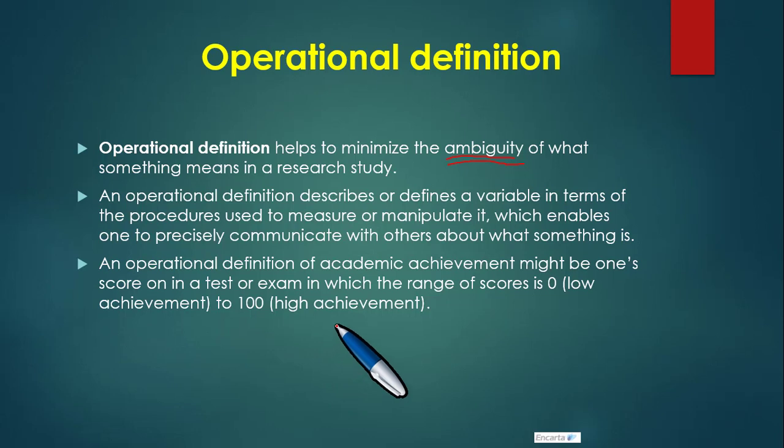Then, an operational definition of academic achievement might be one's scores in a test or exam in which the range of score is 0, low achievement, to 100, high achievement. So, an instance is this. How we can determine what is academic achievement through proper measurement.